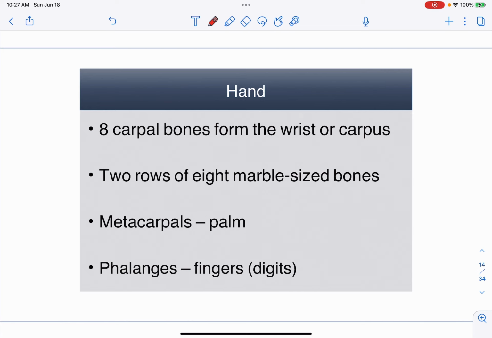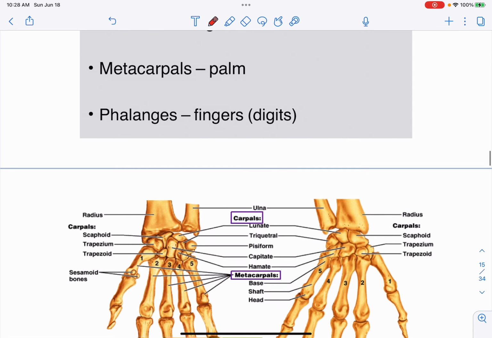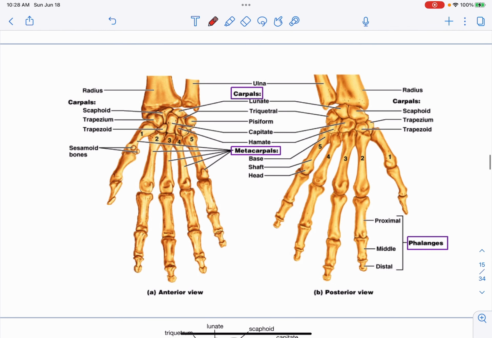And then we'll also talk about the metacarpals, which are the bones that are in the palm of your hand, and the phalanges, which are the digits, your fingers. So I think first we're going to talk about the metacarpals and phalanges, and then we'll come back to the wrist. So let me show you a picture of the bones that we're going to be talking about, and let's work through this. So you can see, let's first orient ourselves.